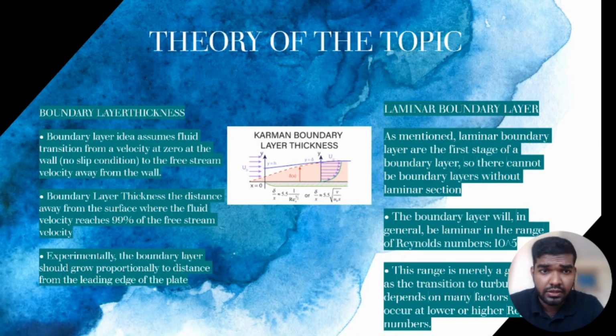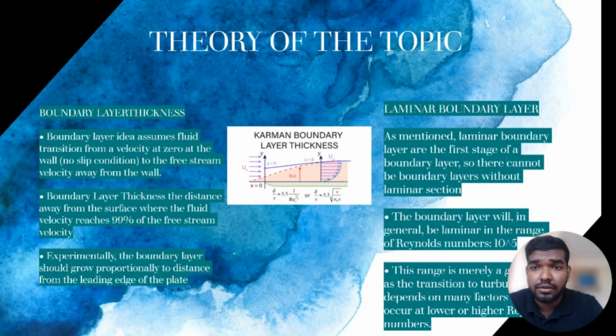So what is boundary layer thickness? The boundary layer idea assumes the fluid transitions from zero velocity at the wall, which we call the no-slip condition, to the free stream velocity away from the wall. Boundary layer thickness is the distance away from the surface where the fluid velocity reaches 99% of the free stream velocity. Experimentally, the boundary layer should grow proportionally to the distance from the leading edge of the plate. So that's the boundary layer thickness.